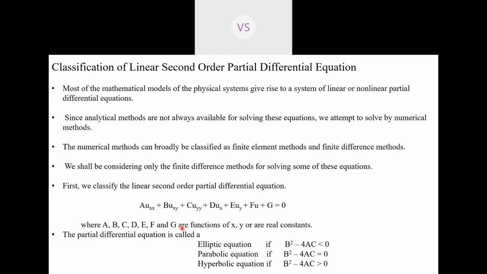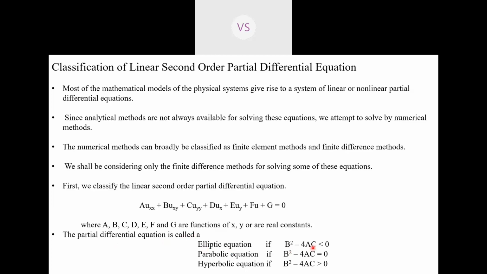Now over here you can see A, B, C, D, E, F and G. These all are constants. They are known as real constants, or they are functions of x and y. Now the partial differential equation is called an elliptic equation under a certain condition.